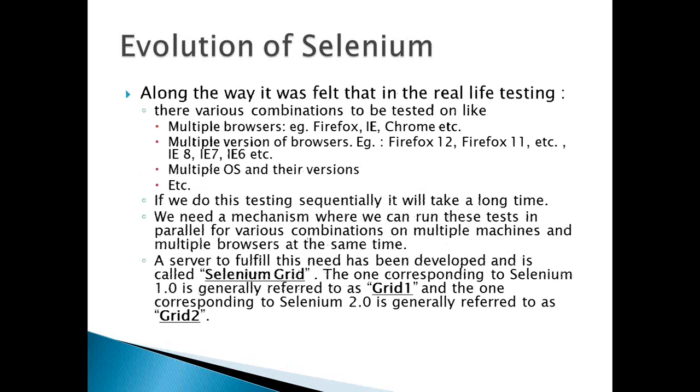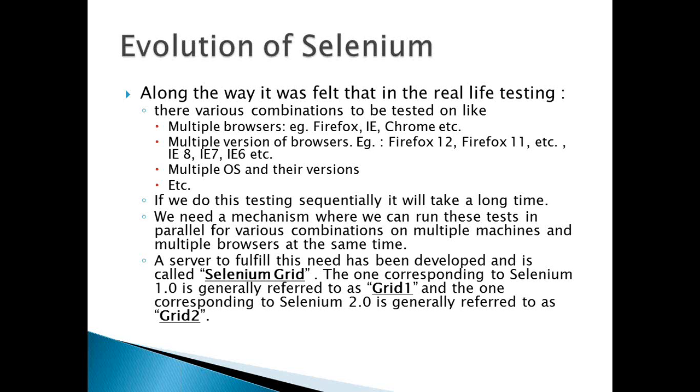So along the way, it was felt that in real life testing, there are various combinations to be tested, like multiple browsers. So you have to test the application, let's say on Firefox, IE, Chrome, etc. And then there could be multiple versions of these browsers. For example, Firefox 18, 17, 12, 11, etc. And then similarly, IE 6, 7, 8, etc. and so on. Then there are multiple operating systems and their versions, Windows 7, Windows 8, and so on.